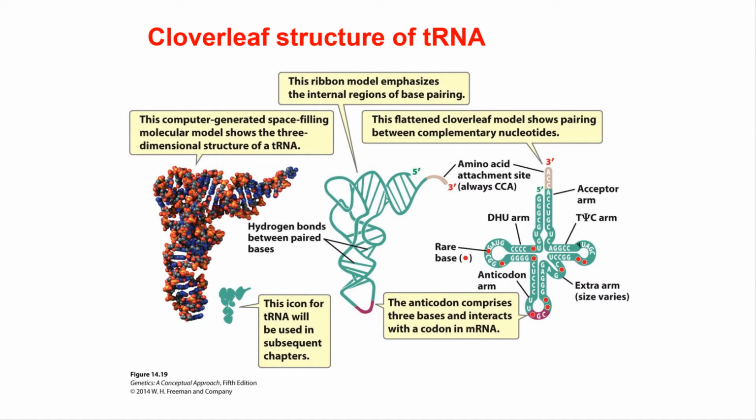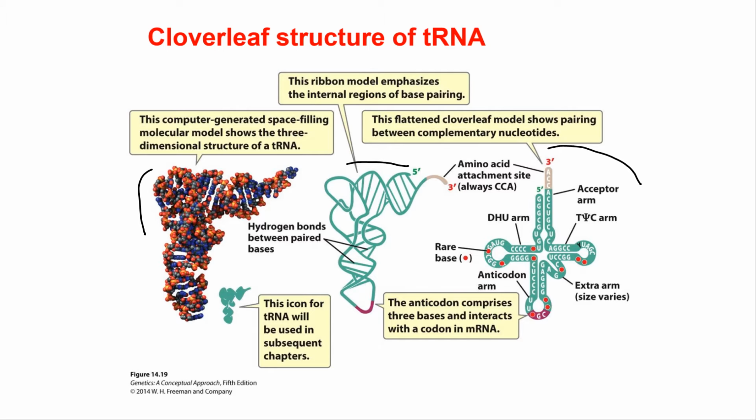Most tRNAs contain anywhere between 70 to 95 nucleotides. Some of these are complementary to each other and form hydrogen bonds. As a result, there is this very typical cloverleaf-like structure of tRNA. In this picture you have 3 different models of the tRNA. First is a computer-generated space-filling molecular model, which actually shows the 3-dimensional structure of tRNA. The second one is a ribbon model which emphasizes the internal regions of base pairing, and the third one, which we will discuss in more detail, is the flattened cloverleaf model.